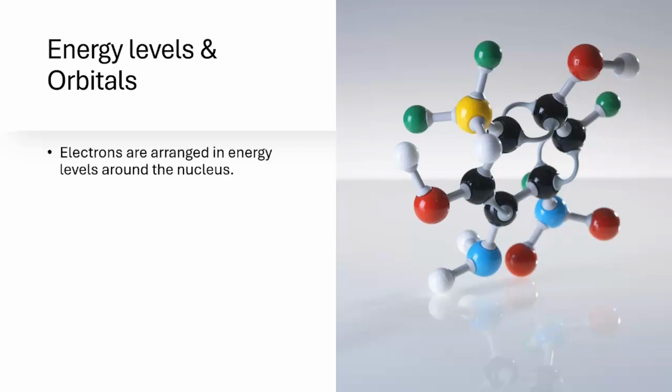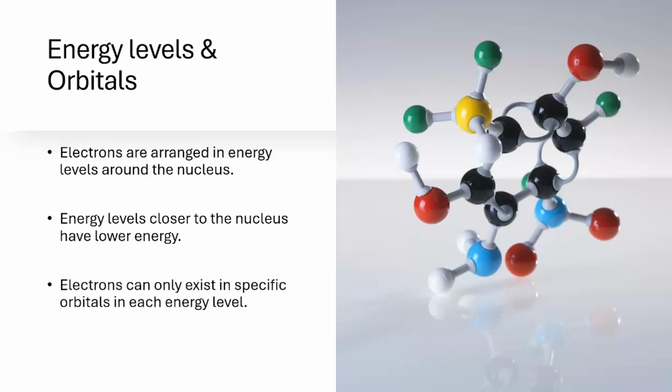Alright, so electrons are arranged in energy levels around the nucleus. Energy levels closer to the nucleus have lower energy. Electrons can only exist in specific orbitals in each energy level. These orbitals help determine how atoms bond and react.